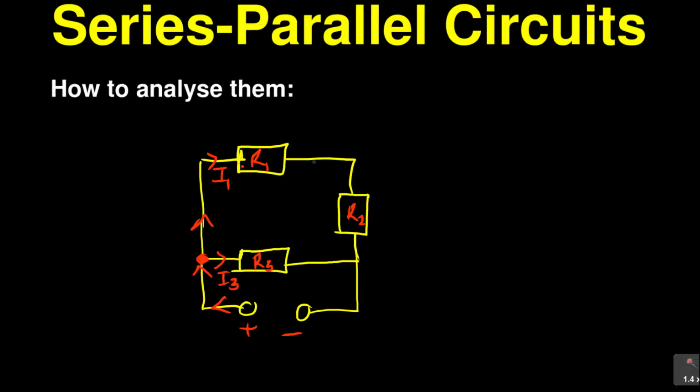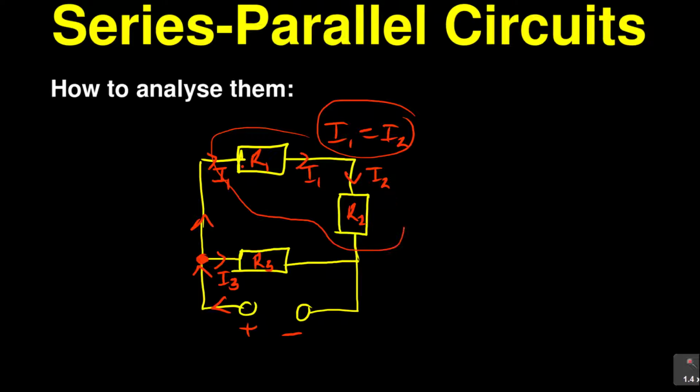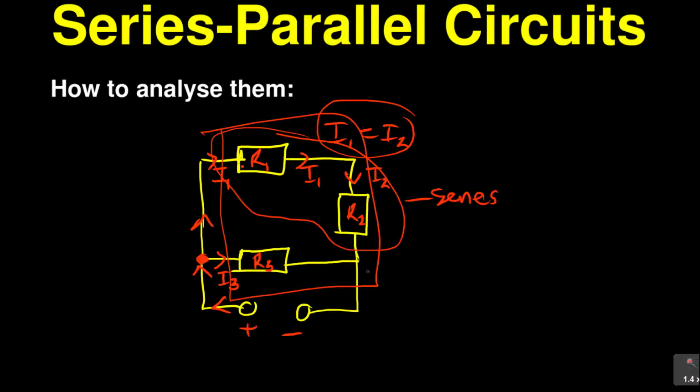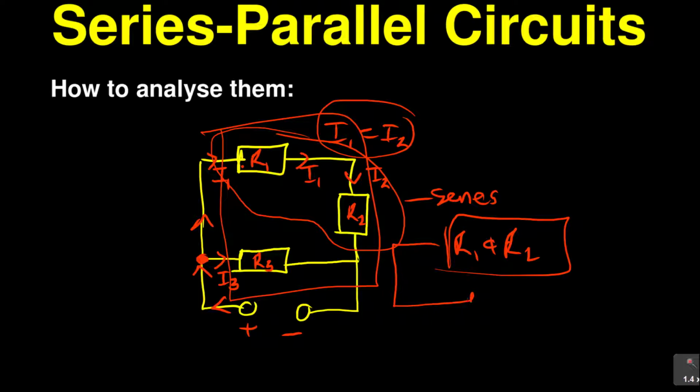But now look at this, the same current that comes out of R1 is the same current that is entering R2, I'm going to call it I2. So you can see that in here, I1 is equal to I2. Which means these two resistors are in series. The reason being they have the same current passing through them, but R1 and R2 are in parallel with resistor R3.